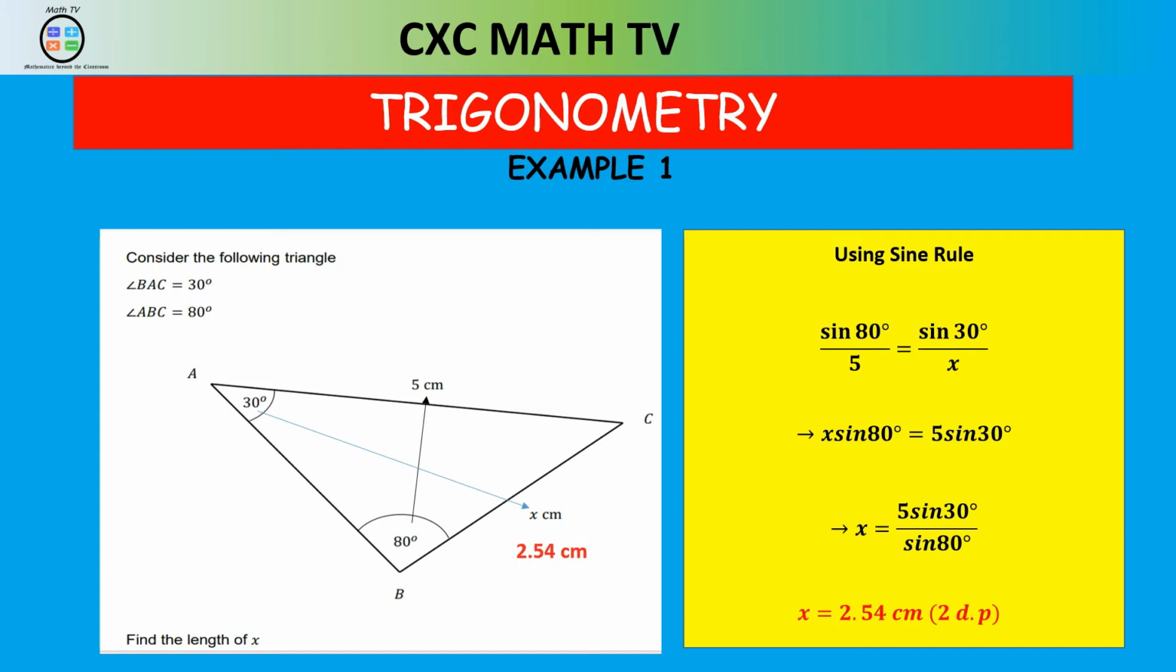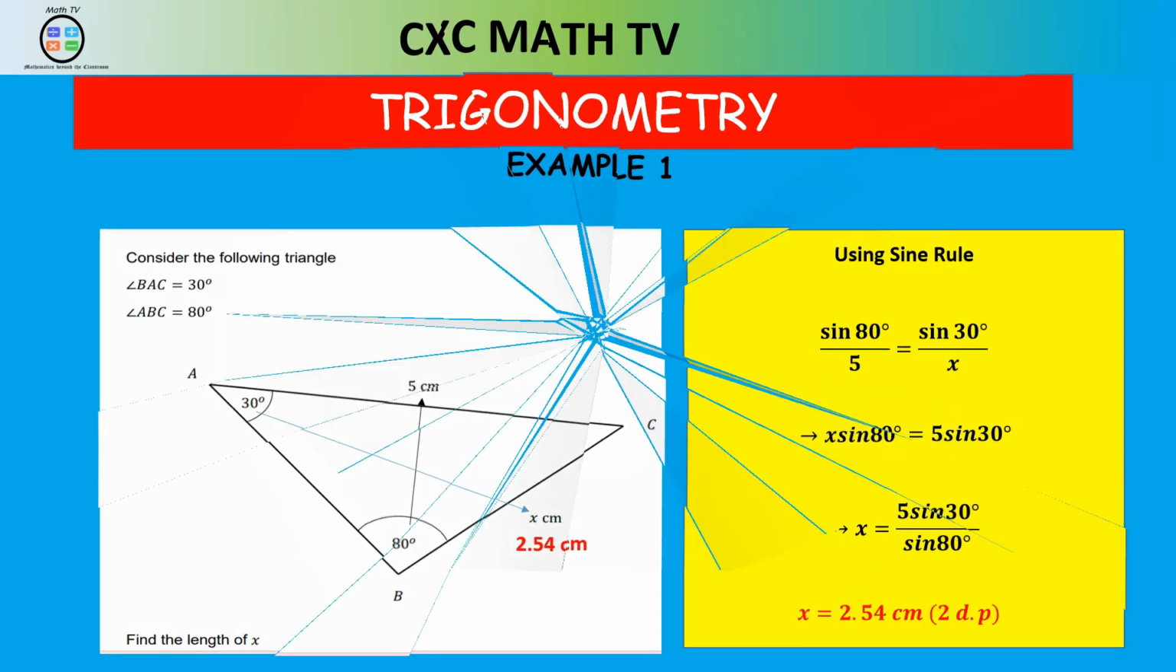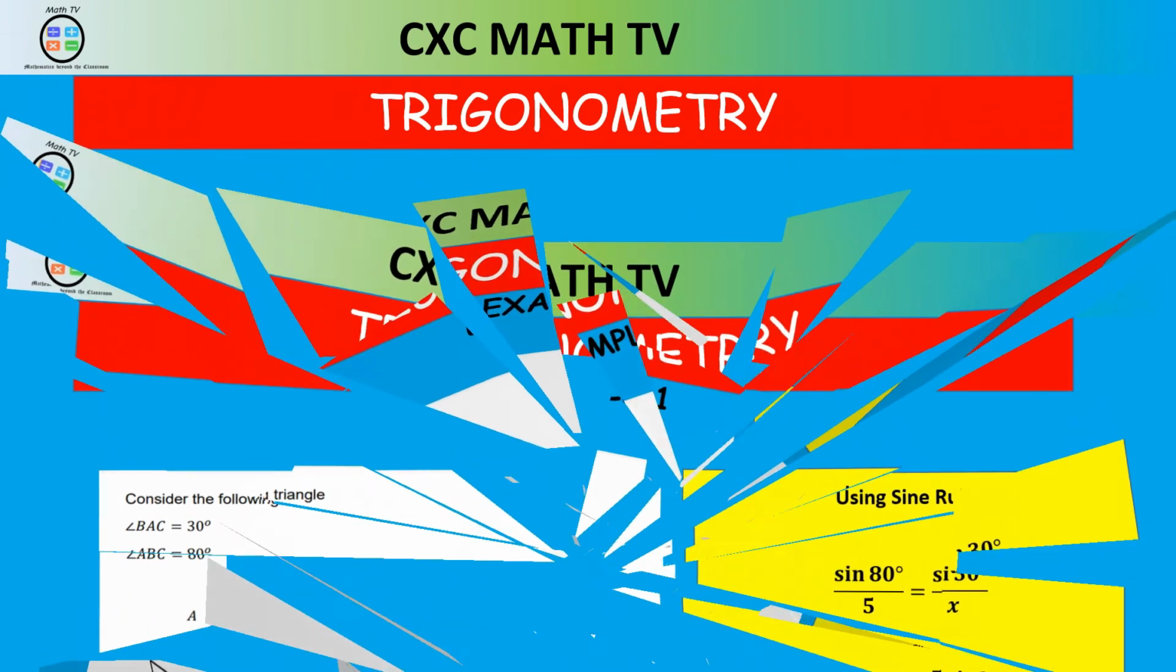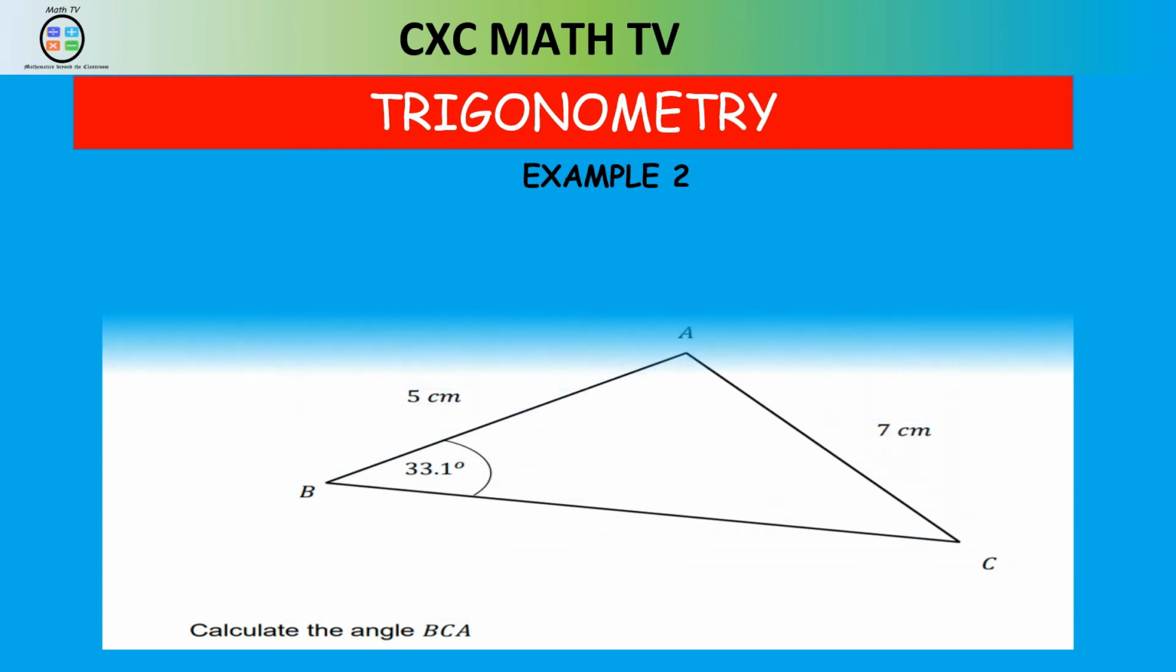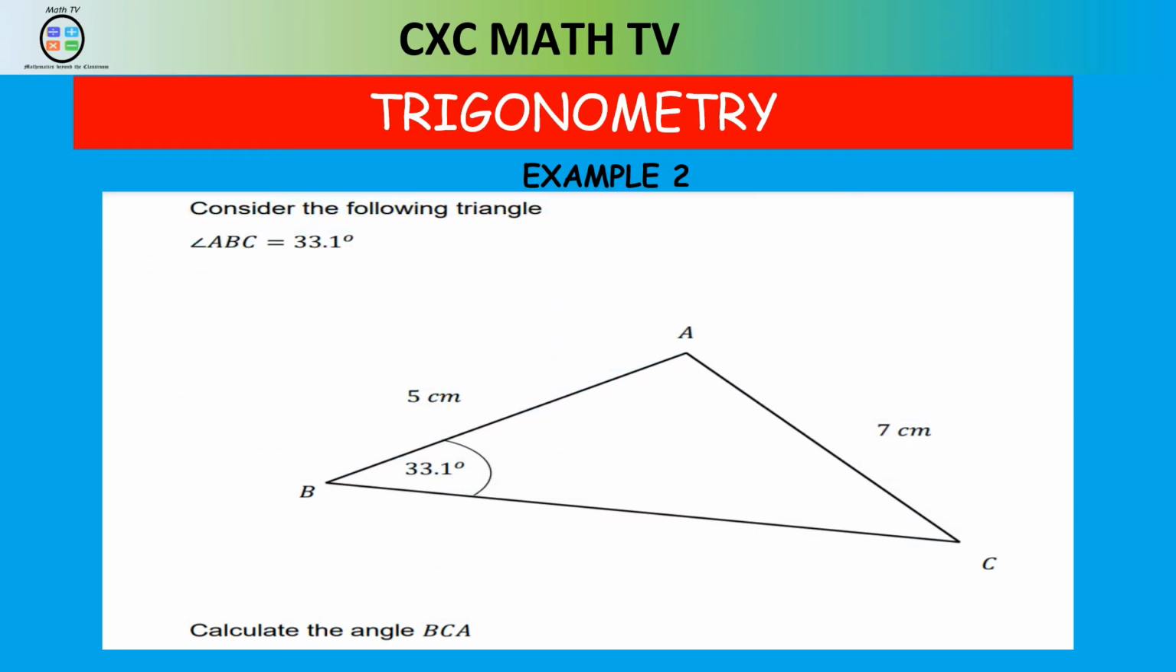So this question tested our knowledge that when we get two angles and one side, we're able to find another side using sine rule. Now let's look at another question right here. Example 2. Consider the following triangle. We're given angle ABC is 31 degrees. Looking at the diagram, AB is 5 centimeters and AC is 7 centimeters.